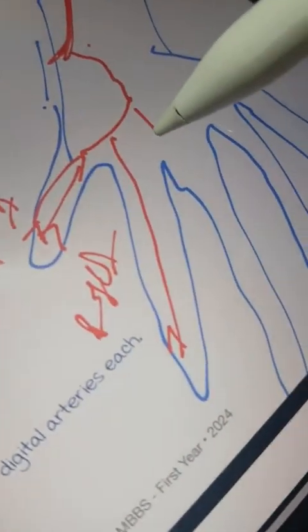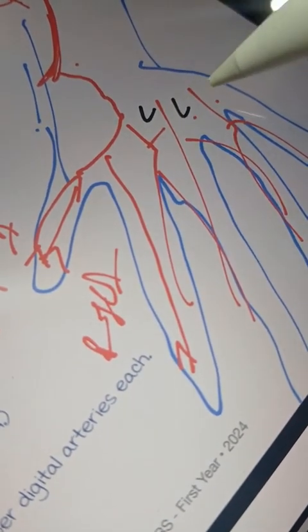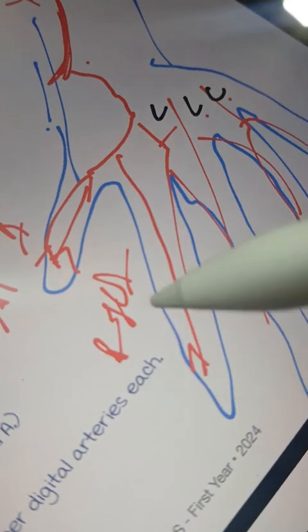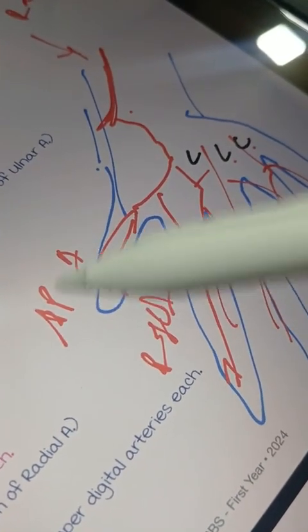Now what we have next over here are the common digital arteries. In total we have 3 common digital arteries like this, 1, 2, 3, because they commonly supply the 3 fingers. So I'll name them like this: these are the 3 common digital arteries, 1, 2 and 3. And this is the radialis indicis artery, and this is the princeps pollicis artery.